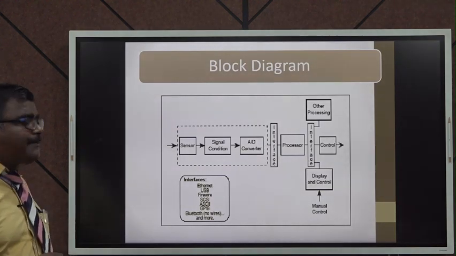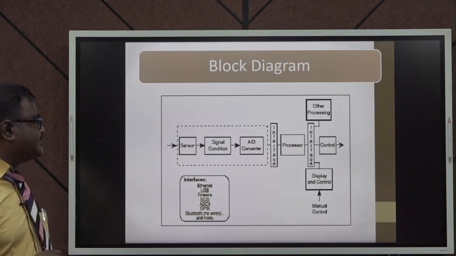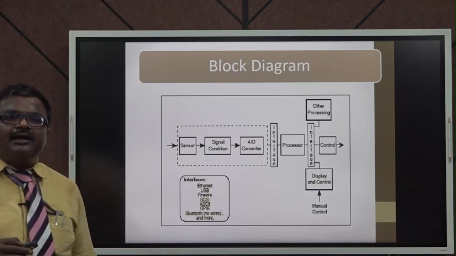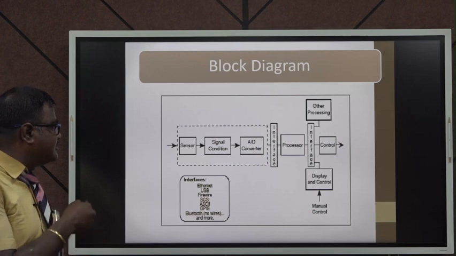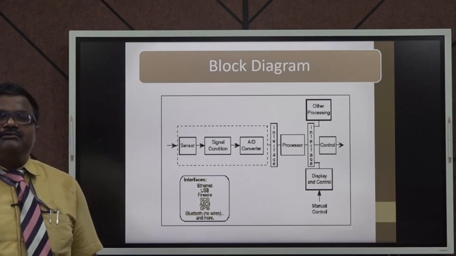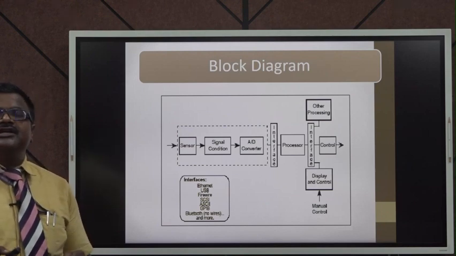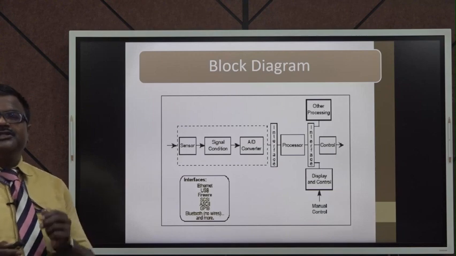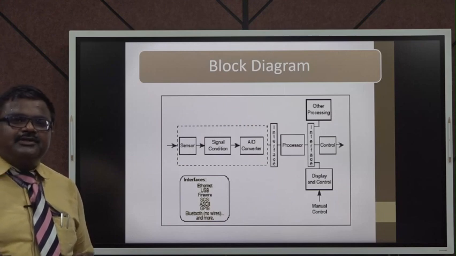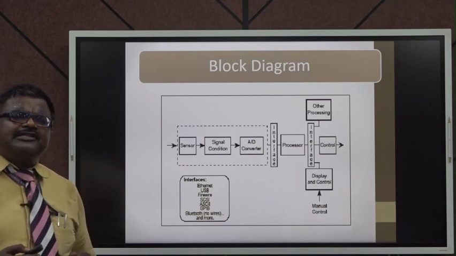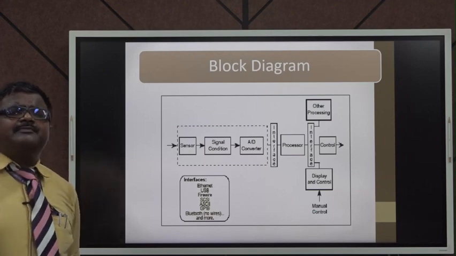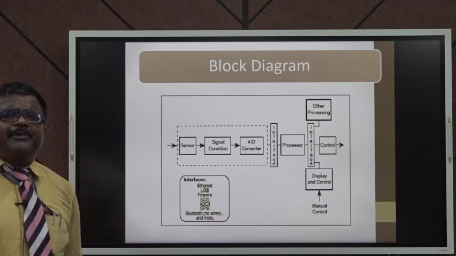This is a basic block diagram of a virtual instrumentation, which has a sensor. The sensor is the primary sensing element present inside a network, where it senses what type of data is present, whether the data is in the form of a physical quantity or an electrical quantity. A physical quantity may be pressure, temperature, or other physical parameters like weight. And electrical quantities may be voltage, current, or power.